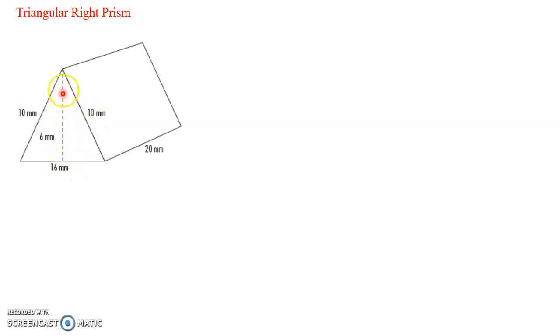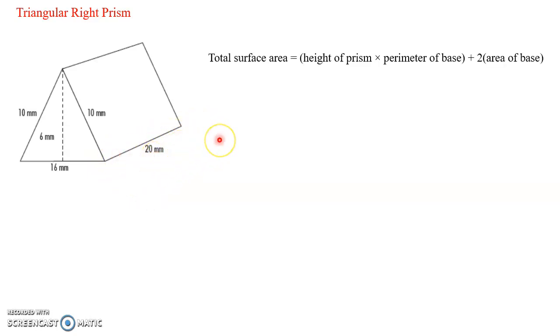I have a vertical height of this triangle, and this here is the height of the prism itself, how far it extends back. To calculate the total surface area of the triangular prism, you might want to calculate the area of this triangle multiplied by 2, the area of this side, that side, and the area of the bottom. Add them all up and you get the total surface area.